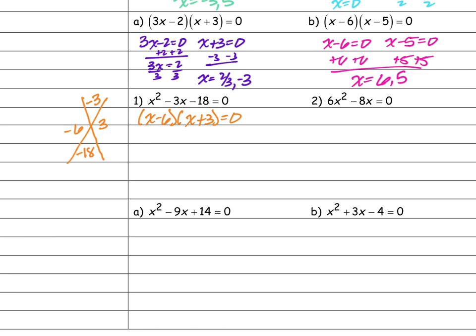I have two things multiplied together that equal 0. And so one of those things has to equal 0. So I've got x minus 6 equals 0, or x plus 3 equals 0. So add 6, subtract 3, x equals 6 or negative 3.